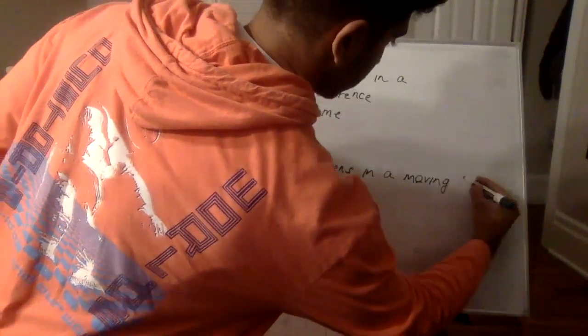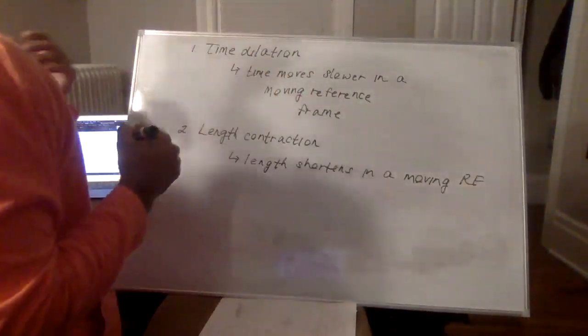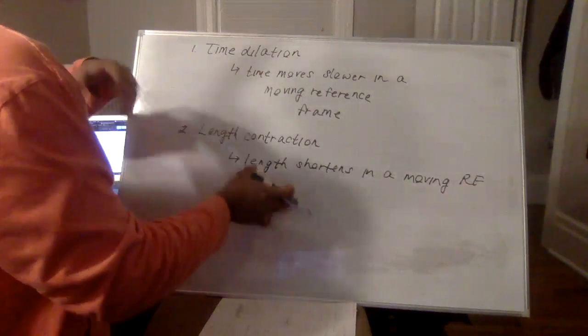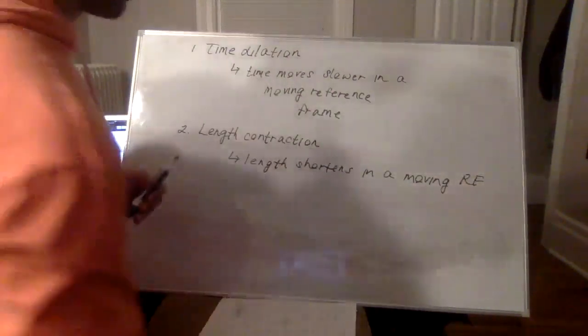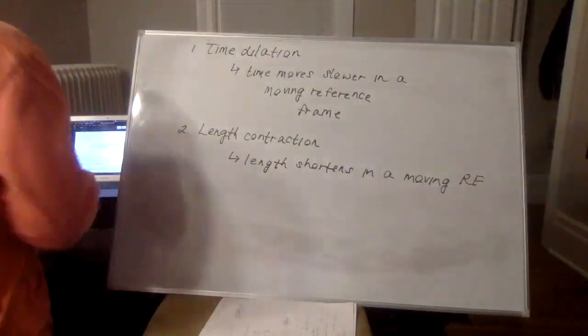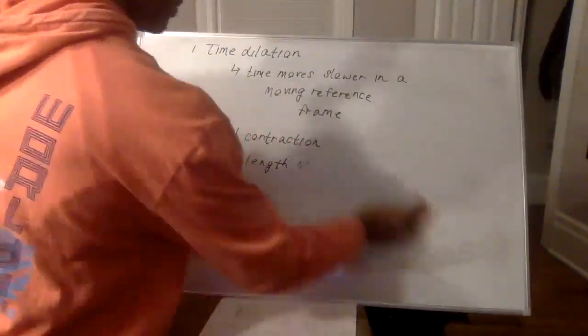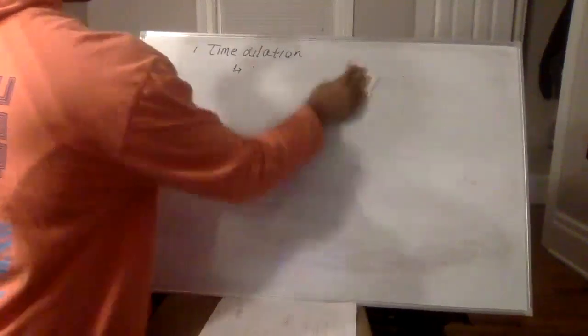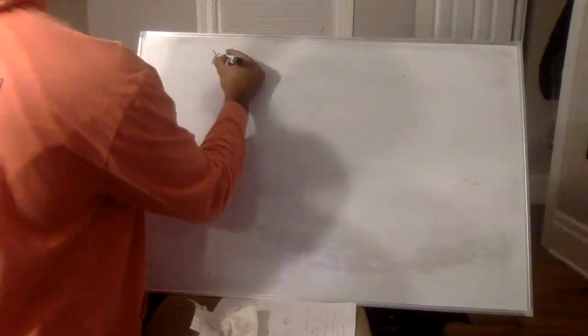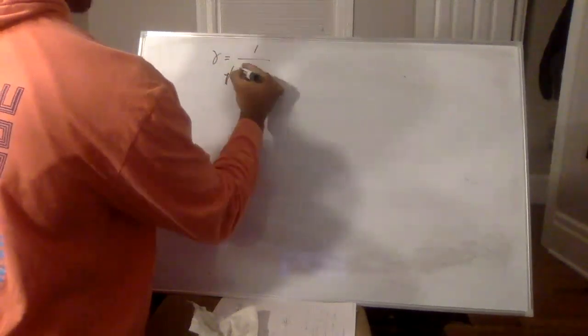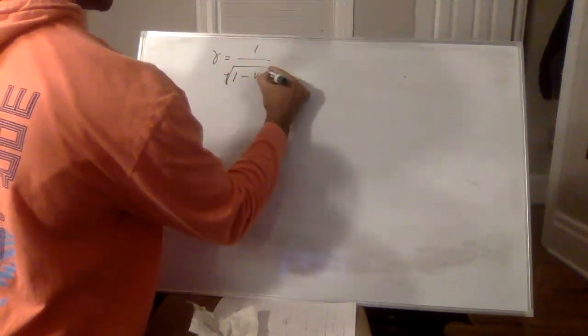And I'm just going to reference reference frame as RF. Right, so what exactly do these things mean? And how do we equate these things? How do we look at this mathematically? So one thing you have to understand is the gamma factor, right? And gamma, represented by this symbol here, is equal to 1 over the square root of 1 minus v squared over c squared.